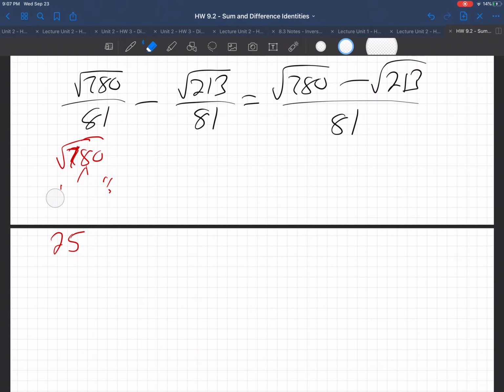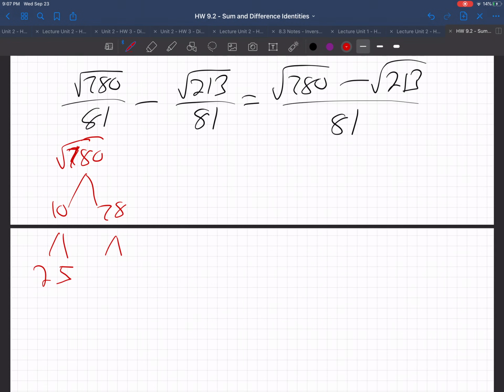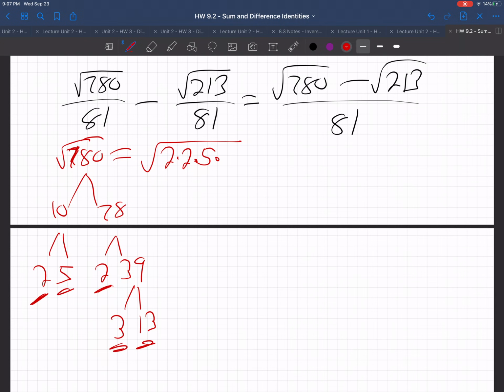Here, let me do this a little better. And so to simplify this, that's going to be 10 times 78, and that's 2 times 5, 2 times 39. And see how we have 2 2's here? So those 2 2's can send out a 2. Do you remember how square roots work? So this is the square root of 2 times 2 times 5. And the 39 is 3 times 13 if you break that down. So you break it all the way down to primes. 2, 2, 5, 3, 13.